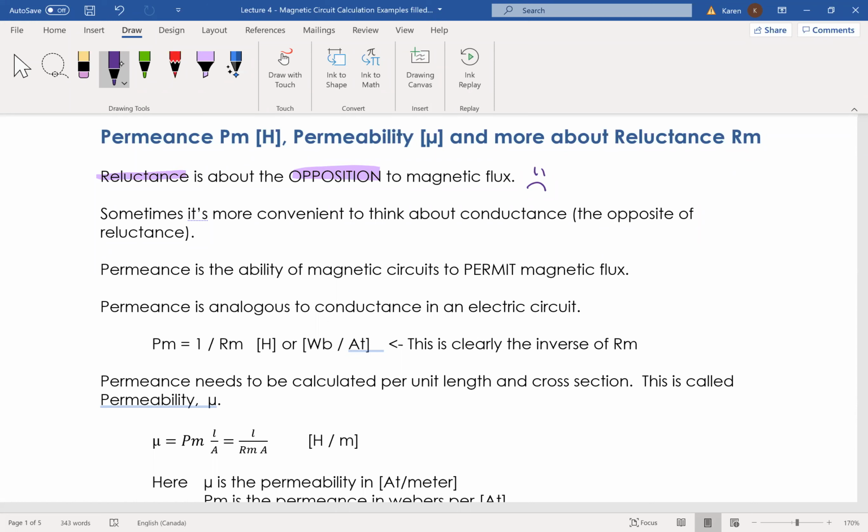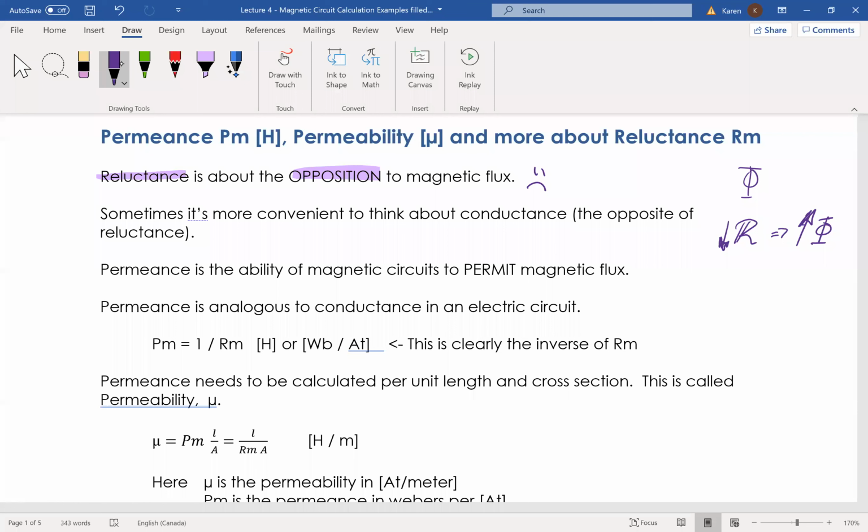But if it is a steel, an iron, say a soft iron core, then it has very small reluctance. It's not very reluctant to the establishment of the flux. So if it has low reluctance, it means yes, it's easy to establish those magnetic flux lines. But sometimes we don't like to think about reluctance in the sort of opposition form. Sometimes we like to think about it in a more welcoming way, which is the inverse of reluctance.